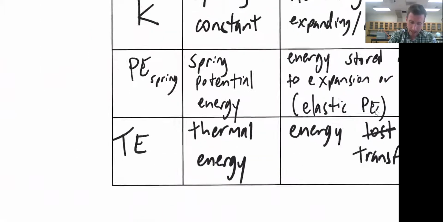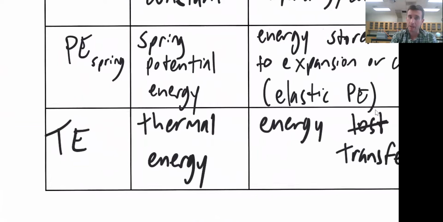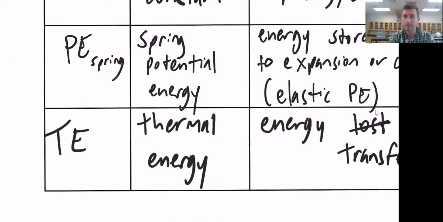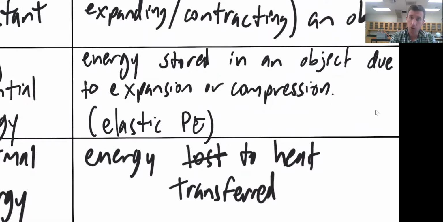All right. Next piece, spring potential energy. So spring potential energy, we're going to abbreviate with PE, spring. And the spring potential energy is the energy stored in an object due to its expansion or compression. So springs can work in both ways. I can compress it or expand it. And either way, I'll be storing some energy.